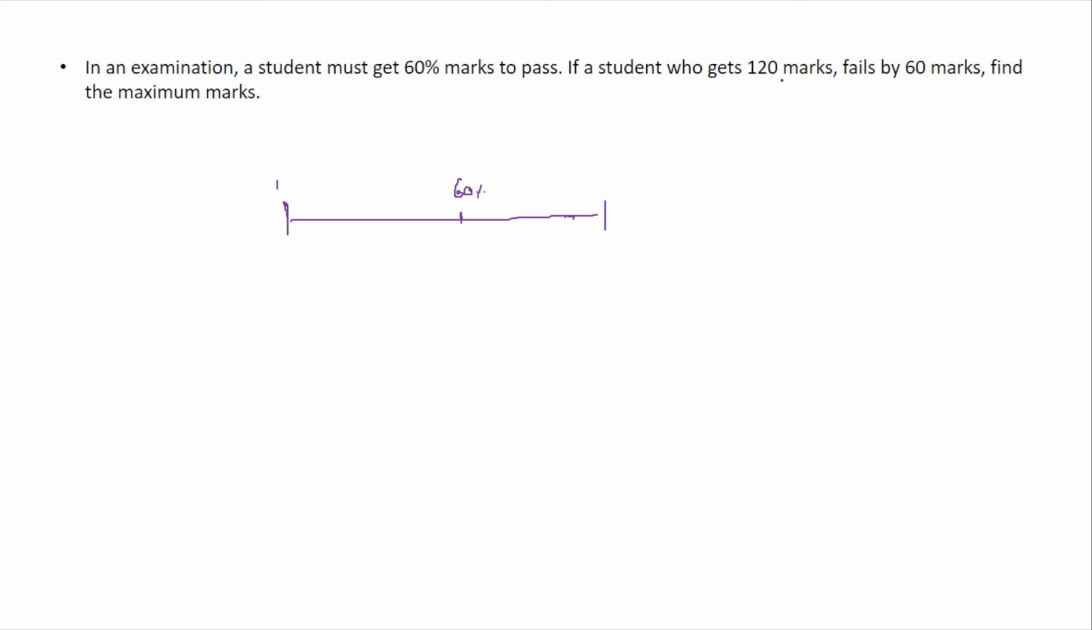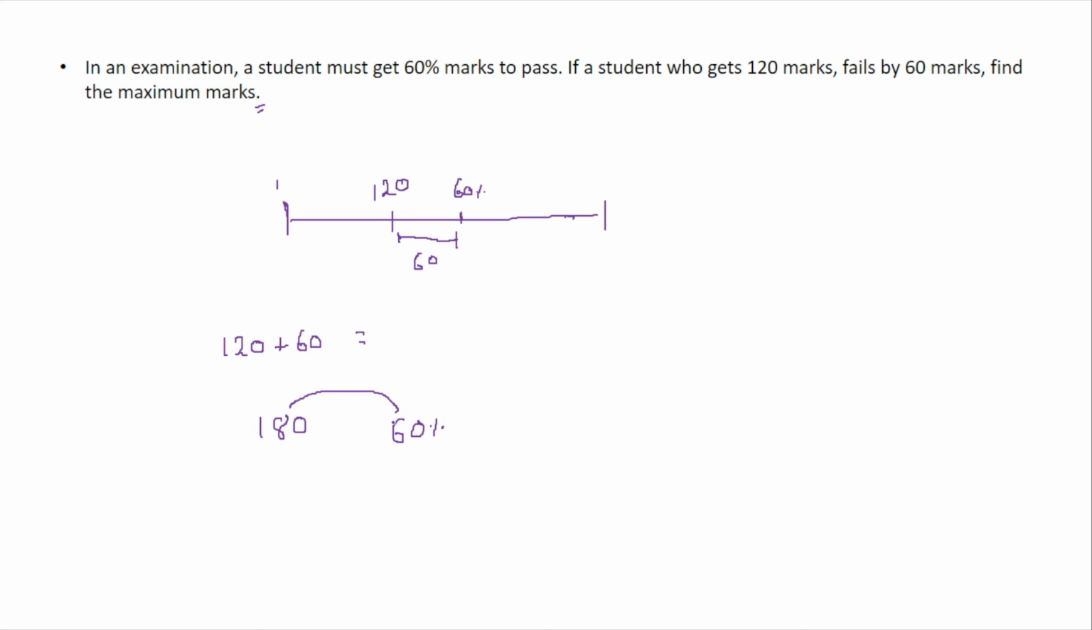If a student who gets 120 marks, okay, so somewhere 120 marks, he fails by how much? 60 marks. So the distance between this and this is 60 marks. So if he scored 60 marks more, then he would have passed the examination. Find the maximum marks of the examination. So you know that a student scored 120 marks. If he scored 60 marks more, he would have passed the examination, means he would have scored 60% marks. So this 180 marks is equal to how much? This is equal to 60%, right?